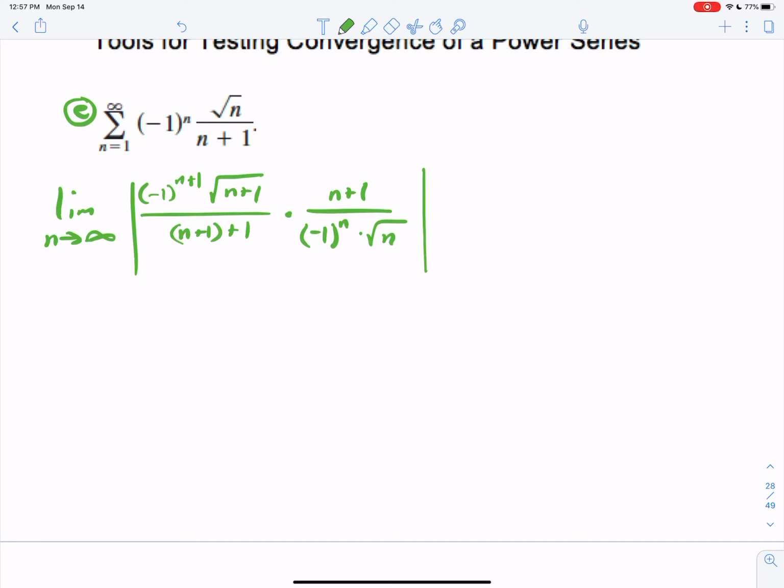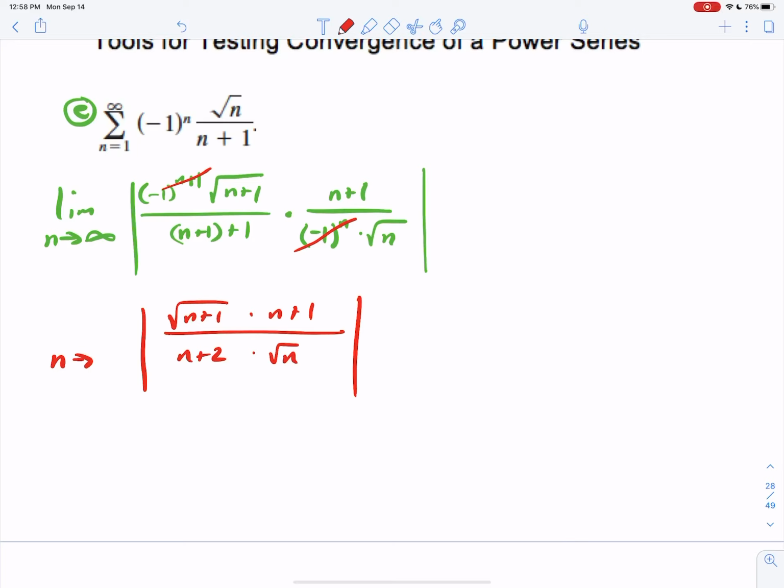Okay, so a few things. The absolute values actually get rid of the negative factors. So the absolute values here take care of that one and that one because it always has to come out positive. Okay? So you're really looking at this. We have the square root of n plus 1 times n plus 1 all over n plus 2 times the square root of n as n goes to infinity.